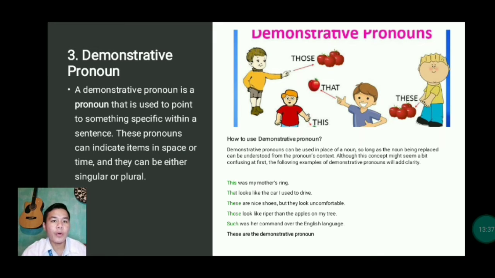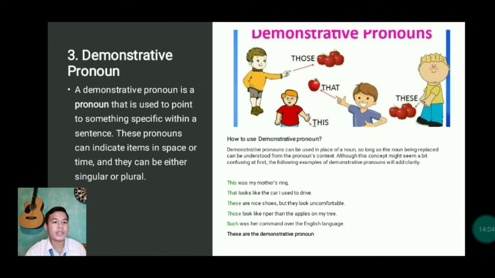A demonstrative pronoun is a pronoun used to point at something specific within a sentence. These pronouns can indicate items, space, or time, and they can be either singular or plural. So if you see in those pictures, demonstrative pronouns are like those, that, these, and so on and so forth.